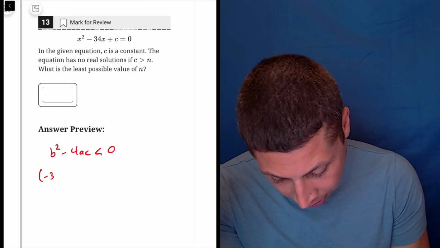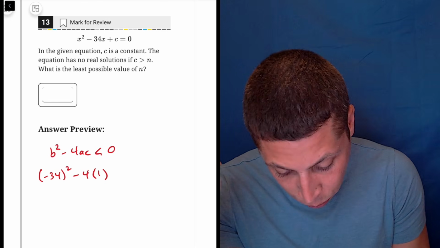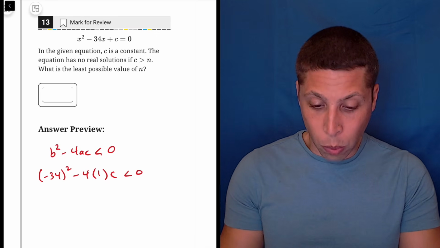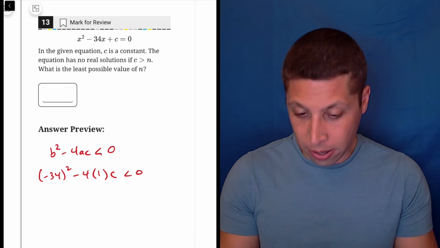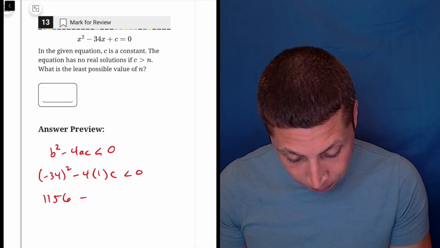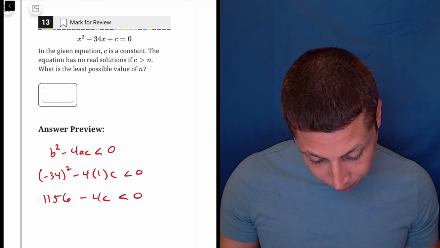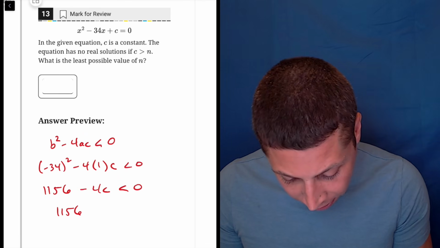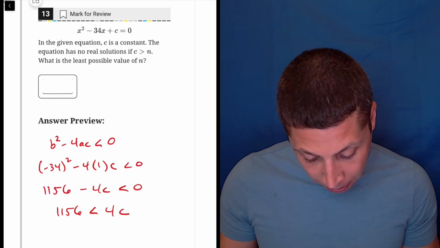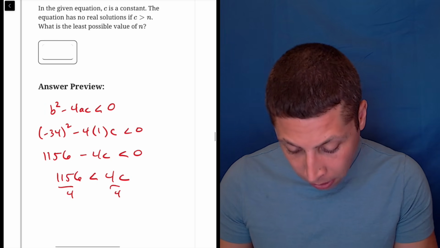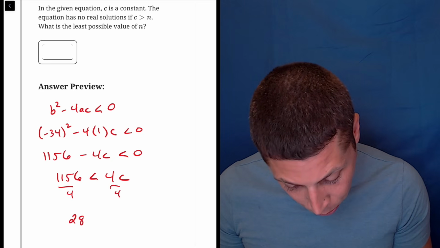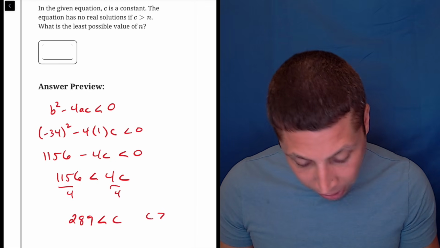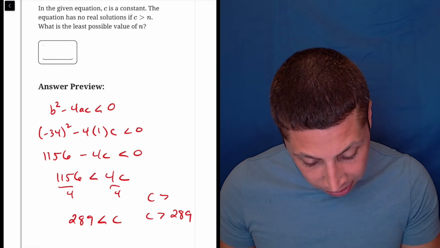Okay, so B squared, negative 34 squared, minus 4 times 1 times C is less than 0. So I guess they're just going to make me solve here. So 34 squared is 1156, minus 4C is less than 0. Let's move that over to get the C in a nice position. So 1156 is less than 4C. Then divide both sides by 4. So divided by 4, 289 is less than C, which is the same as saying C is greater than 289. And I was supposed to say that C is greater than N.